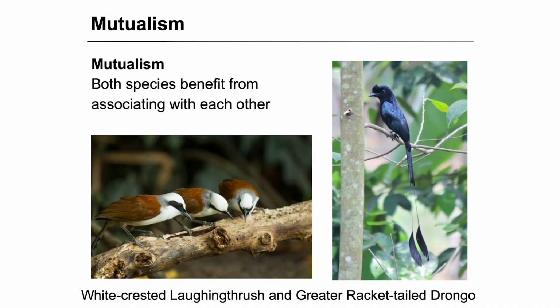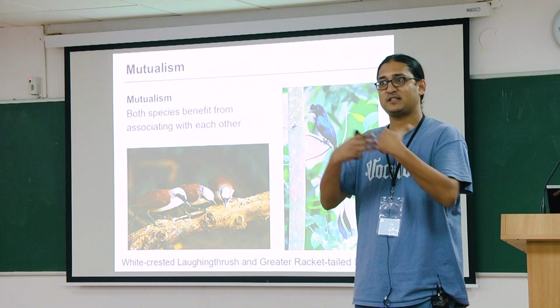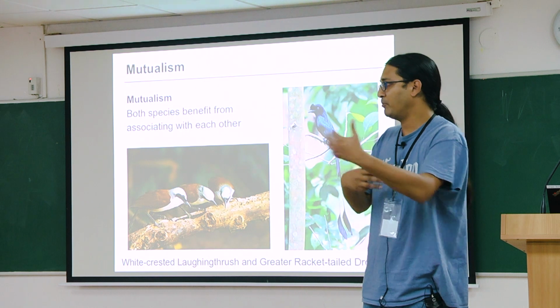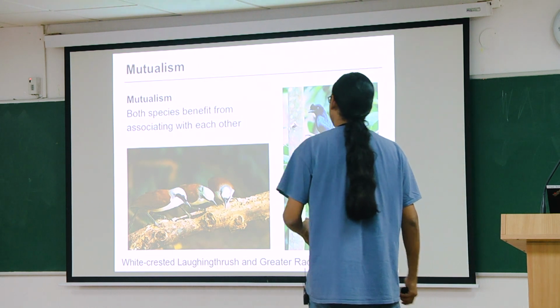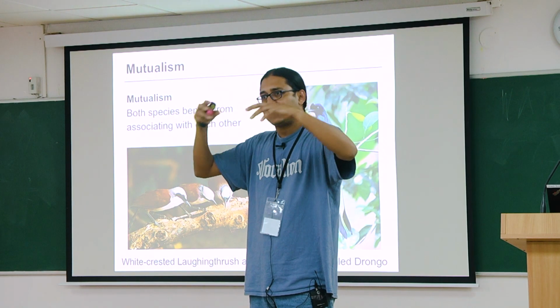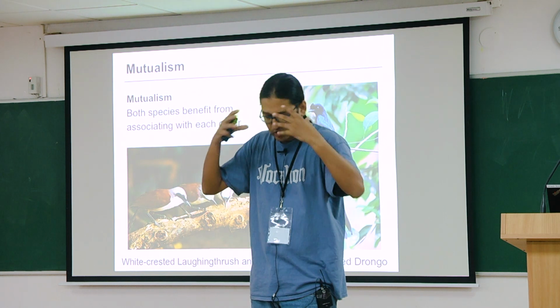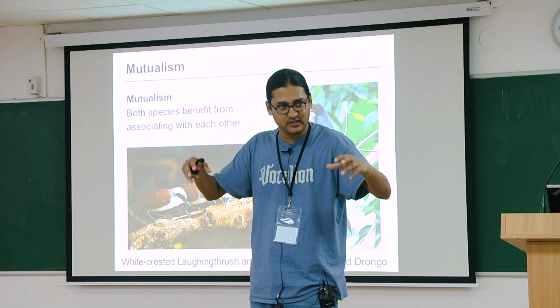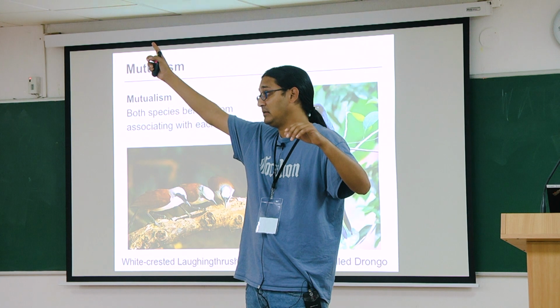Another one is what is called mutualism. Mutualism is an ecological interaction in which both species benefit. So I bring something to the table, you bring something to the table, both of us benefit. A good example is within mixed species bird flocks, where you've got the white-breasted laughing thrush that forages in large flocks in the undergrowth. So they're searching for insects in the undergrowth. Their head is always stuck in leaves and twigs, so they can't detect predators.